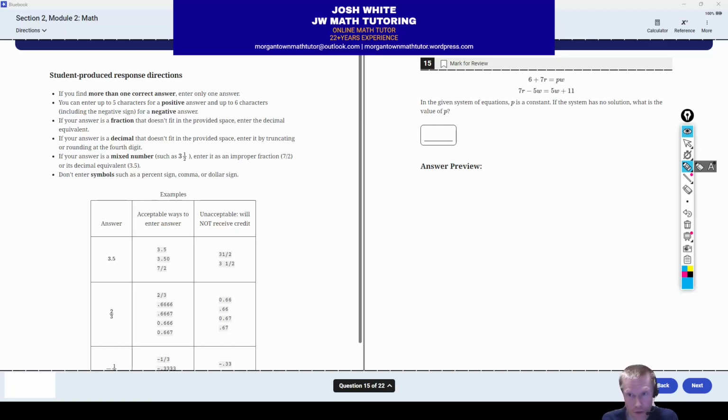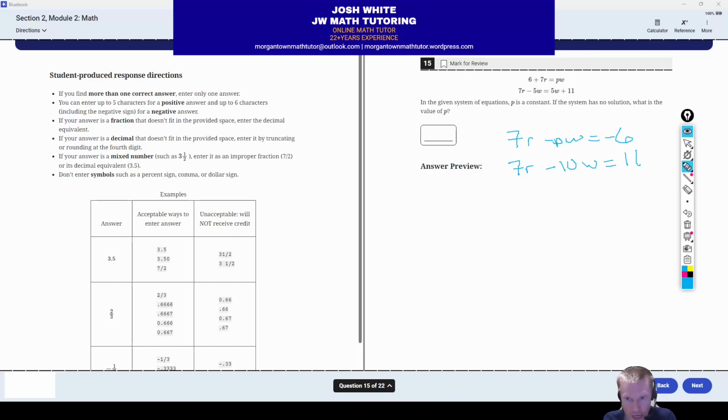So first thing I'm going to do is rearrange these equations slightly. The top one, I'm just going to write 7r minus pw, and I'm going to set that equal to -6. The bottom one, again, I am going to bring everything else over onto the same side for the variables r and w, and then leave 11 over here. Okay, so now at this point, there's two ways you could do this.